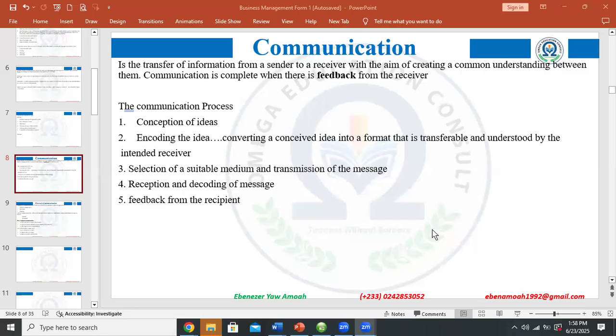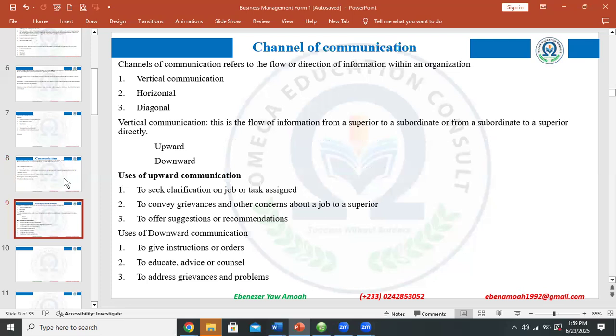Yes. Then we were looking at the uses of vertical communication. Basically, the first one, which is upward vertical communication, is from the subordinate to the superior. The uses, for example, we stated, are seeking clarification on the job assignment, then conveying grievances, and then finally offering a suggestion. I didn't get the notes for the downwards. Oh, okay. That's the uses of the downward. That is here. Awesome.